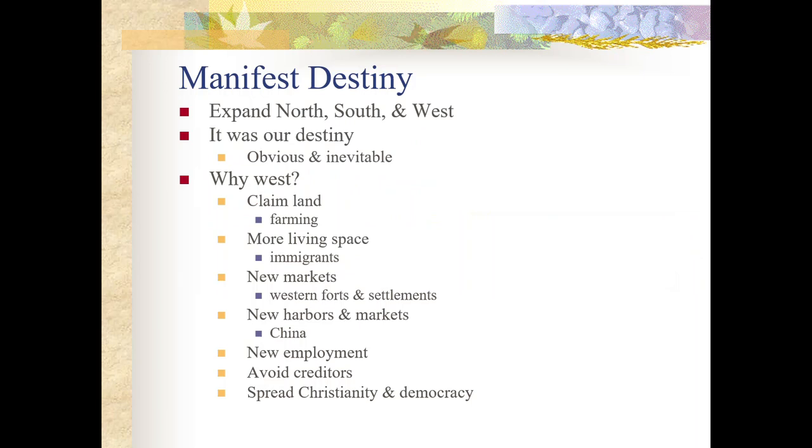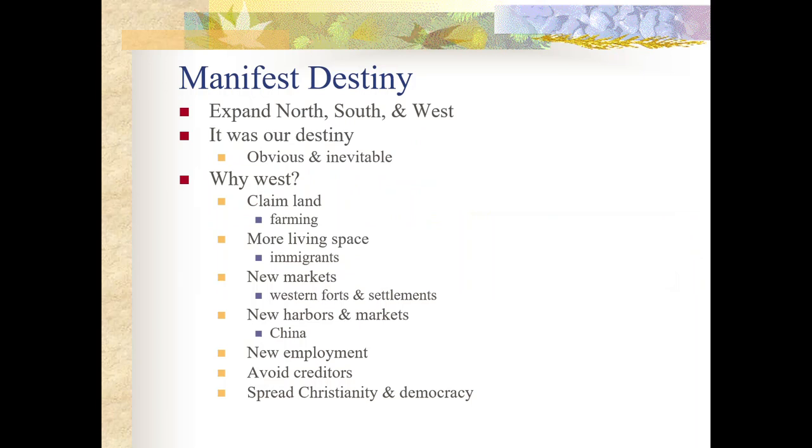We have new markets. Our industries are growing. The tariffs have been allowing American industries to grow. So we want Western ports and settlements to be able to have new markets to sell our products. We are also starting to see new markets and new trade with Asia, particularly with the country of China. So we want to establish Western harbors for us to be able to set our ships a sail to conduct trade in Asia.